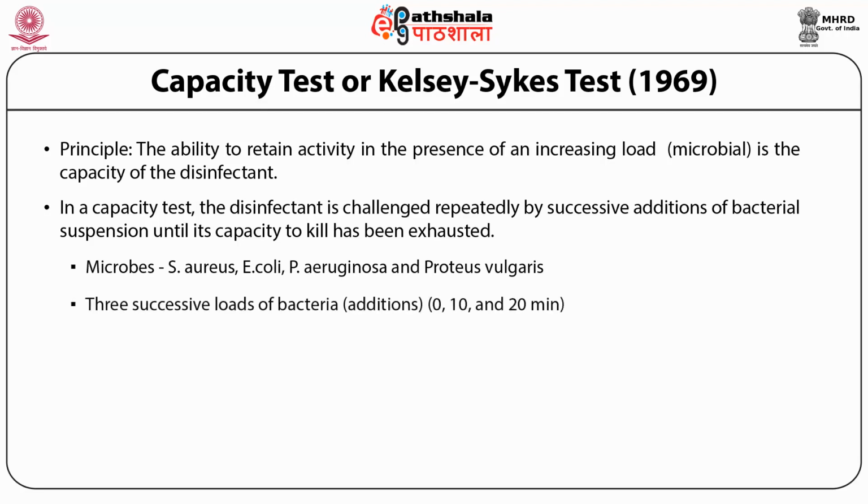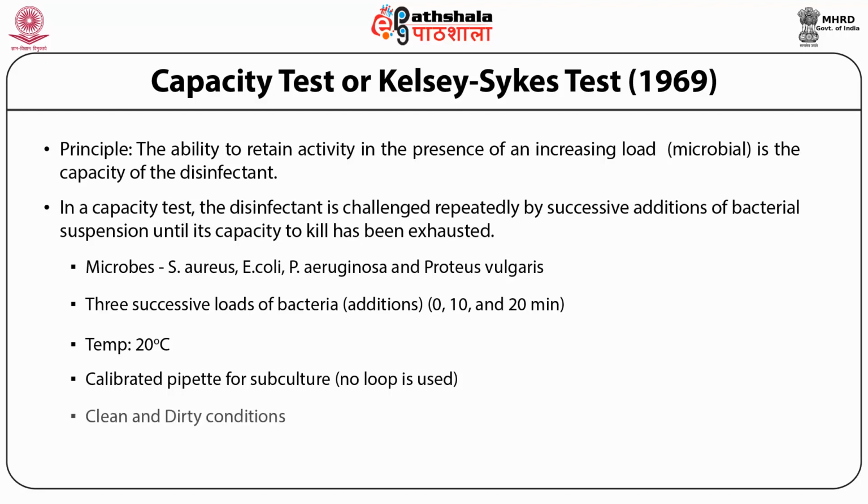The 3 successive loads of bacteria, that is additions of bacteria, are carried out at 0 minute, at 10 minutes, and at 20 minutes. The temperature of the reaction is kept at 20 degrees centigrade. Instead of a loop, calibrated pipettes are used for subculture purposes. Both conditions, that is clean and dirty conditions, are maintained during the capacity test. The assessment of the test is based on kill or no kill, but not on the phenol coefficient.